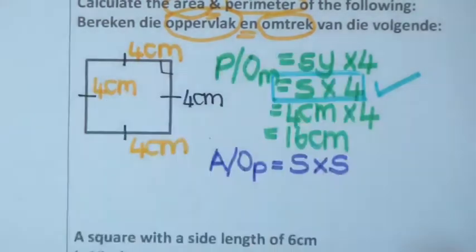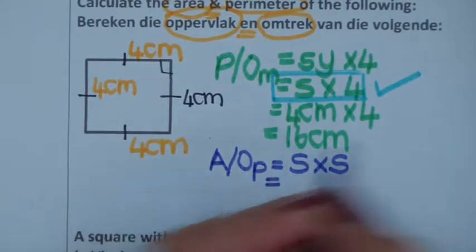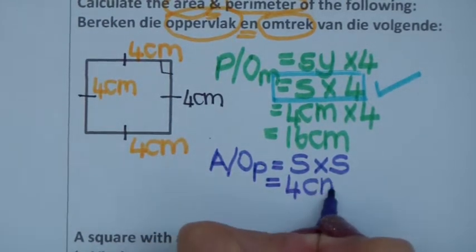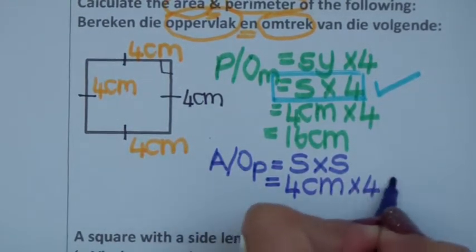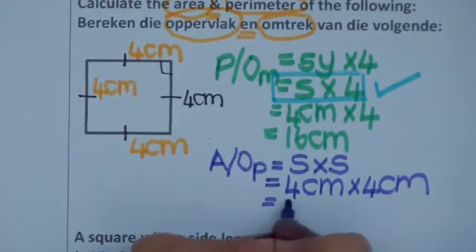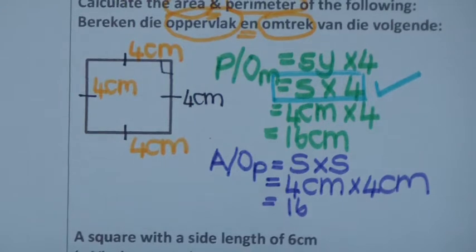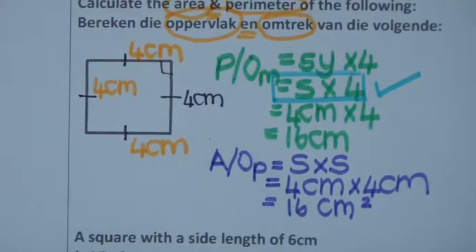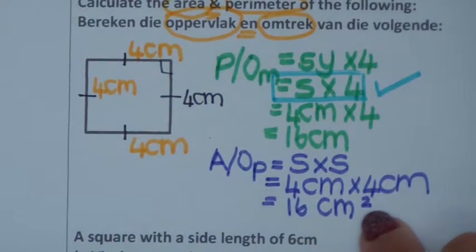Side times side. And therefore we say, okay, what is it then? It's 4 centimeters times 4 centimeters. That's 4 centimeters times 4 centimeters. That is 16. Great. Centimeters squared. Guys, that little square there is important for area.